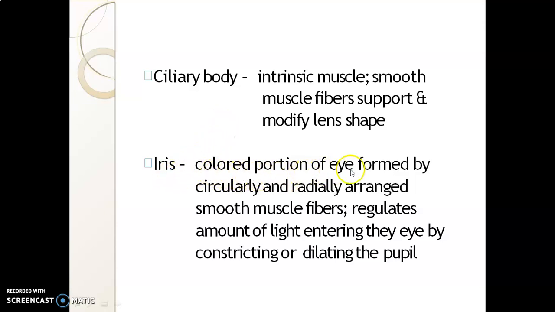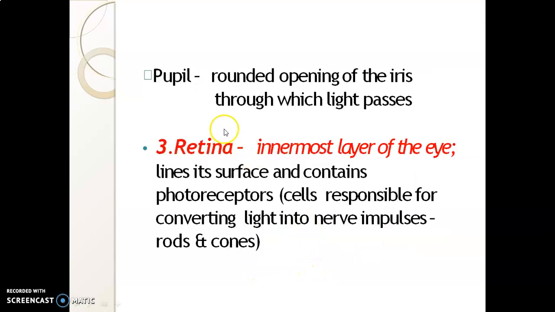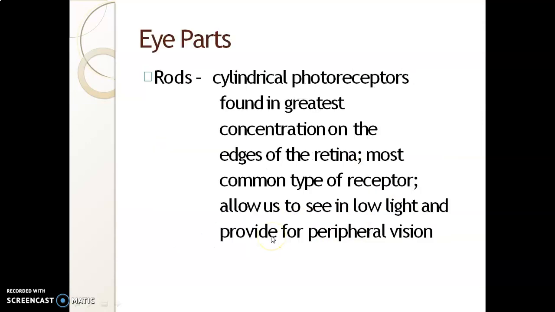Iris, the colored portion of the eye formed by circular and radially arranged smooth muscle fibers, regulates the amount of light entering the eye by constricting or dilating the pupil. Pupil, the rounded opening of the iris through which the light passes. Retina, the innermost layer of the eye, lines its surface and contains photoreceptor cells responsible for converting light into nerve impulses, rods and cones.